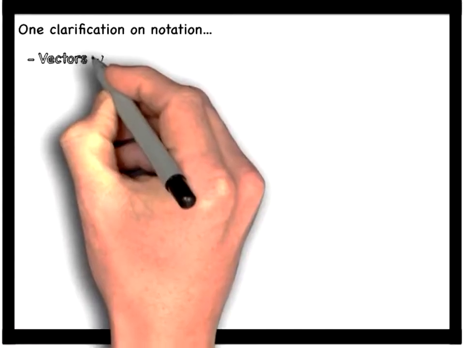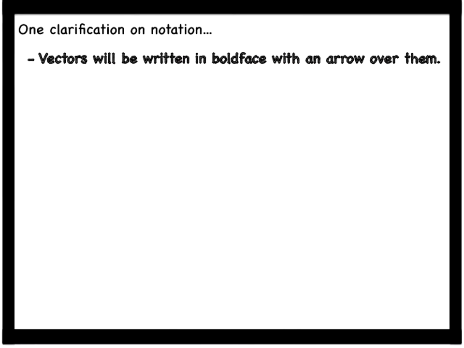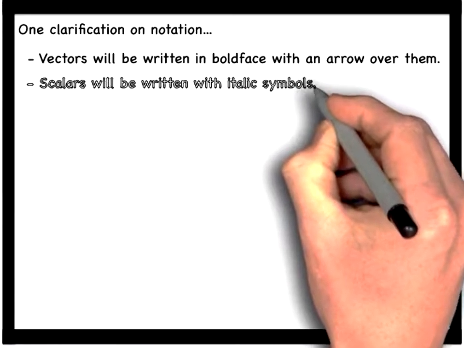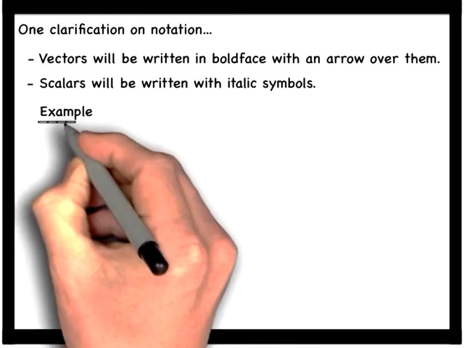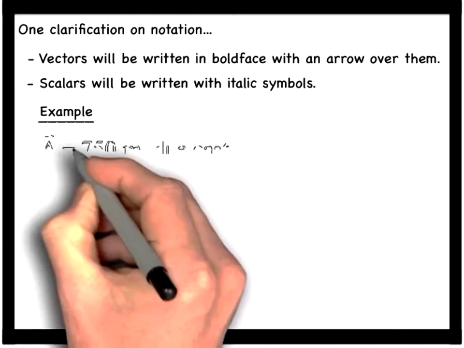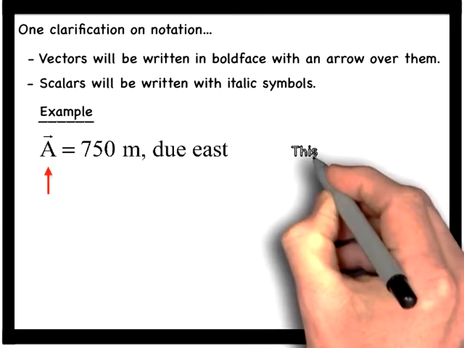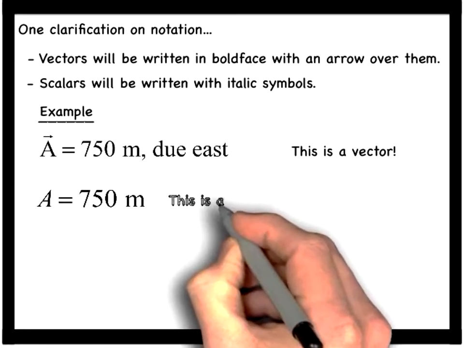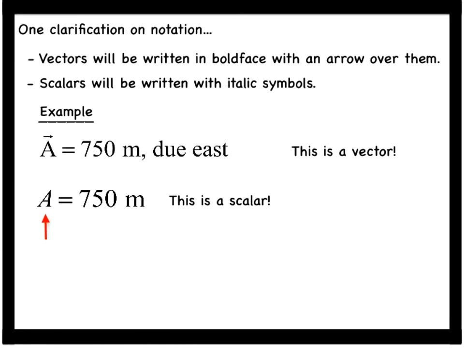In your textbook or ebook, vectors will be written in boldface with an arrow above them, and scalars will be written with italic symbols. A displacement vector, for example, would be written as a equals 750 meters due east, where a is the vector symbol. The magnitude of this vector is just its length, which is a scalar, without reference to direction. Therefore, the magnitude is written as a equals 750 meters, where now the a is written as an italic symbol without the arrow. Now let's see how we add and subtract vectors.